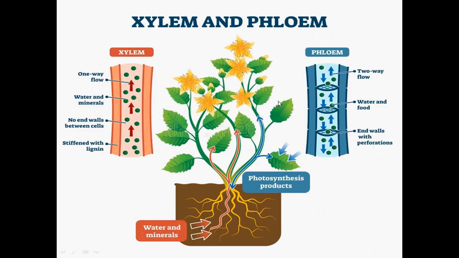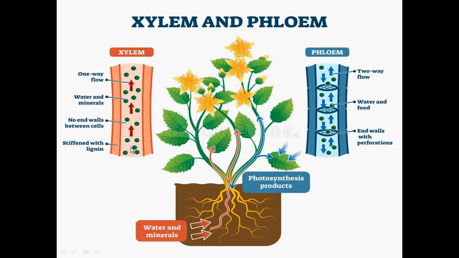We can see in this figure that the water and minerals are present in the soil and they are absorbed by the roots of this particular plant. When the roots absorb the water and minerals by the process of osmosis, the water is transported to different parts of the plant, which is pointed out by this red arrow. It gets transported to the stems, leaves, flowers, fruits, and buds.